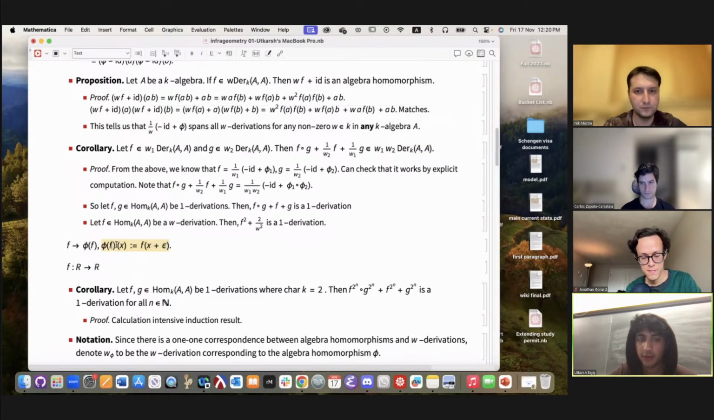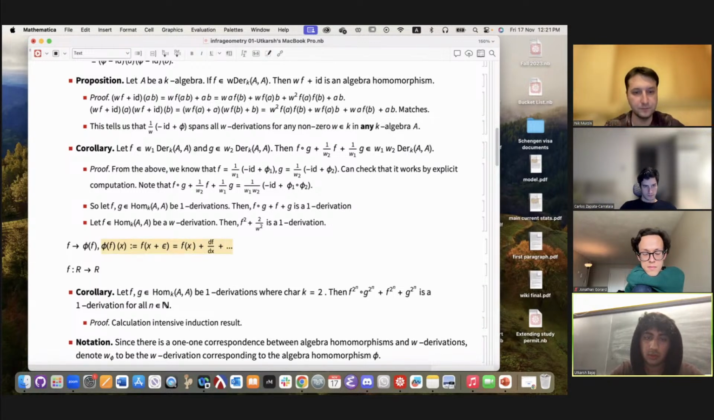So phi of f plus g is f plus g evaluated at this, which is f evaluated at this plus g evaluated at this. Okay, so it's an algebra homomorphism, but then we can easily get a derivation out of it by expanding this in a Taylor series. And so this is the derivation. The first order term is a derivation.